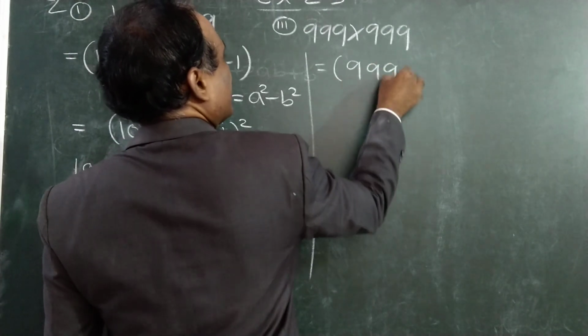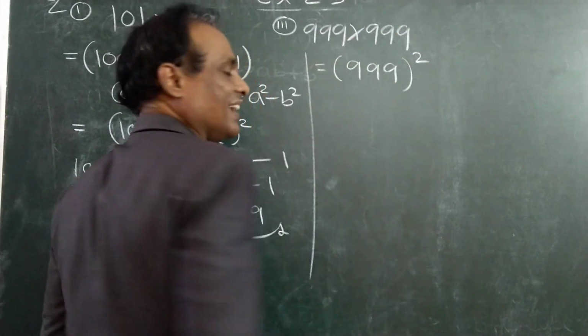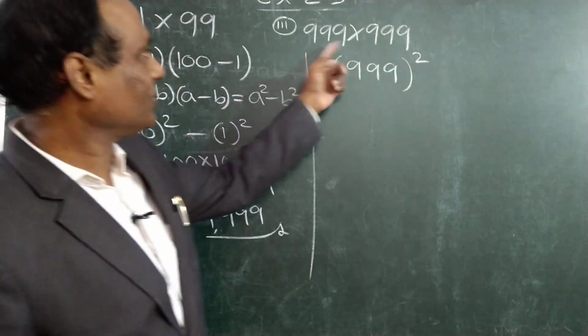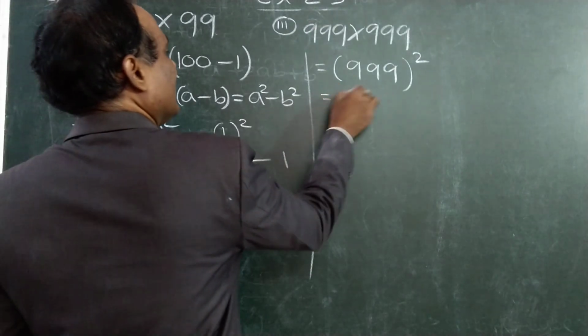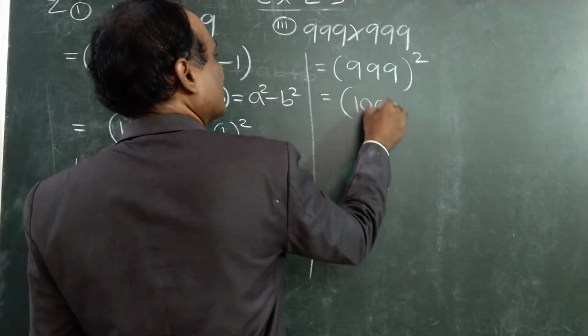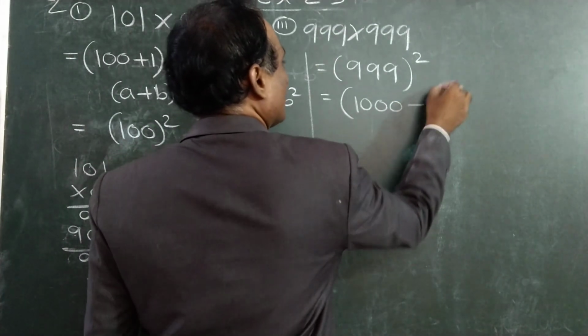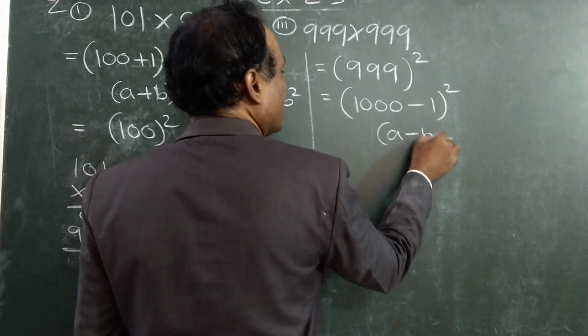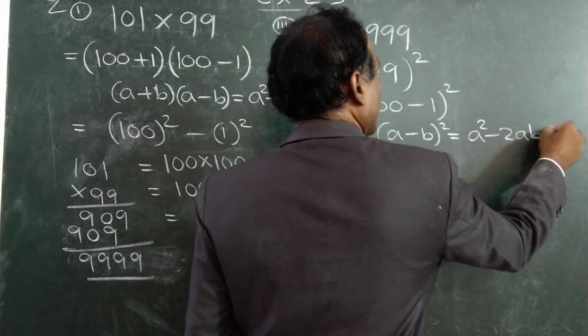999 into 999 is 999 whole square, 2 times, no? This can be written as 999 is 1000 minus 1. Compare with a minus b whole square formula. Do it. Do it, students. All of you do it.